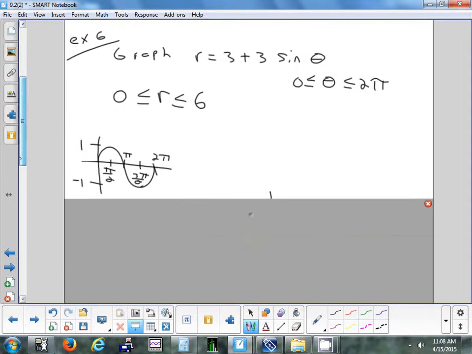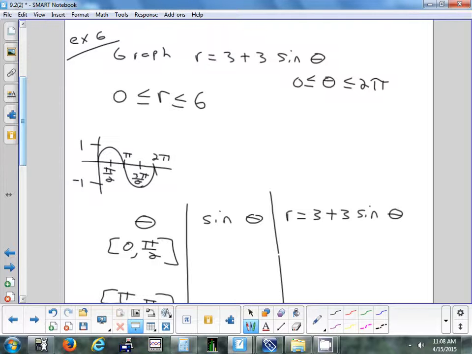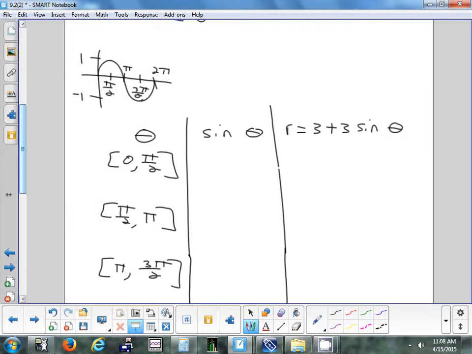All right, so what we're going to do is we're going to make a table, and we're going to focus on 4 different intervals. We're going to focus on sine from 0 to pi over 2, from pi over 2 to pi, pi to 3 pi over 2, and then 3 pi over 2 back to pi. And if we focus on those 4 intervals, what's happening to the radius in our equation, I think we'll be able to make a sketch. All right, so first, let's figure out what's happening to sine.